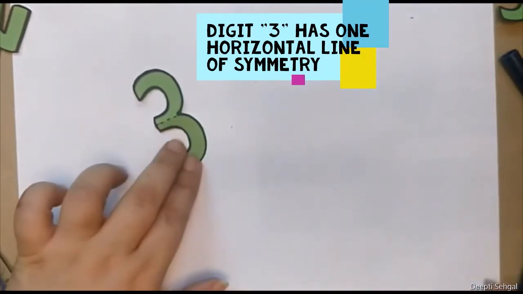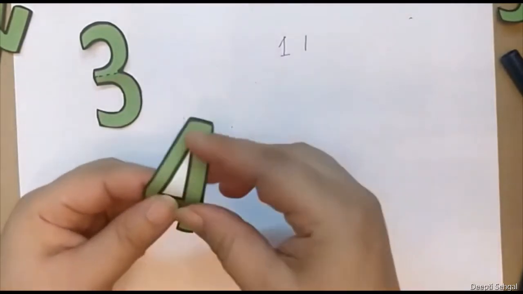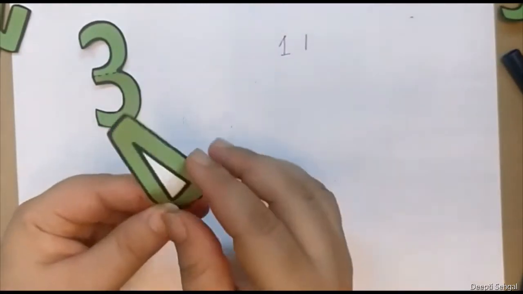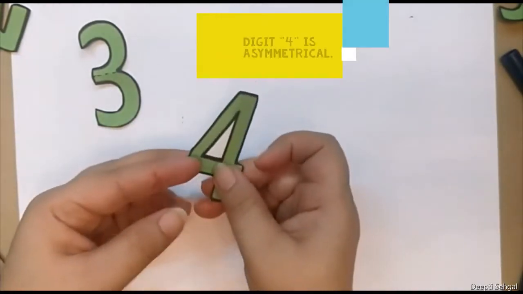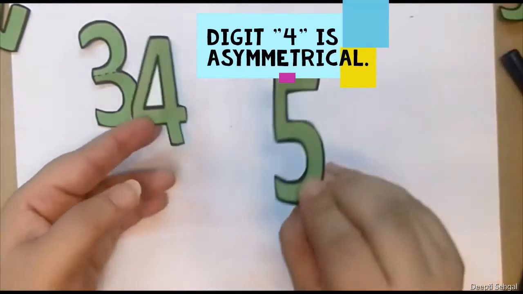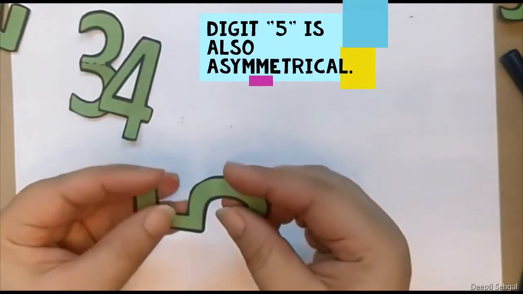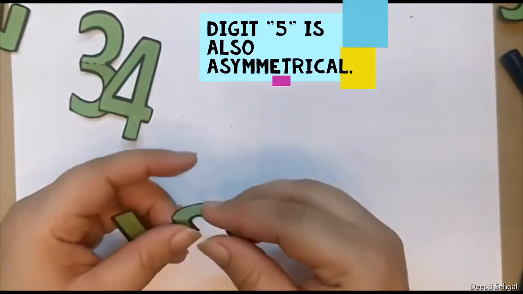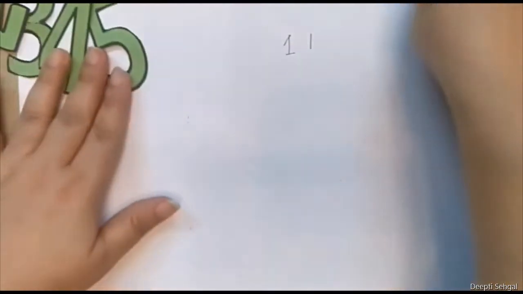that is this. Okay, how about 4? If we fold it like this, it is not overlapping. If we fold it like this, it is also not overlapping. So 4 does not have any line of symmetry. Similarly 5 will also not overlap if I fold it like this or this. So this is also non-symmetrical.